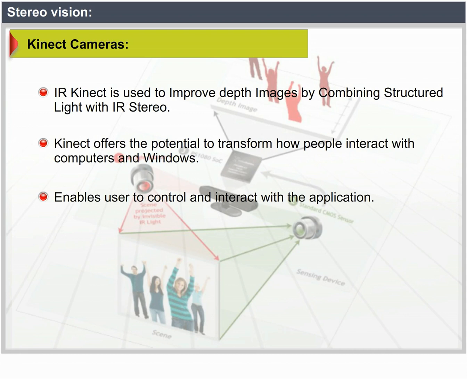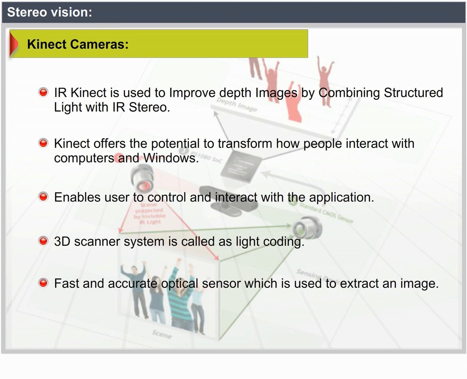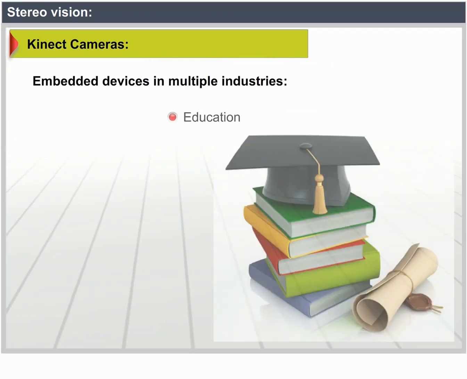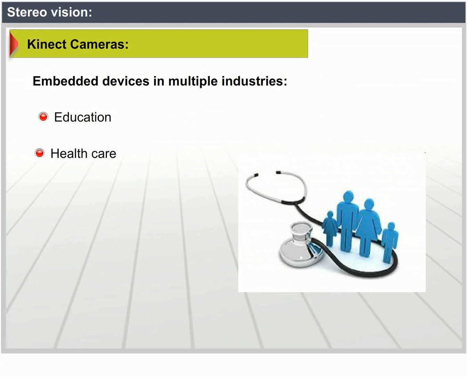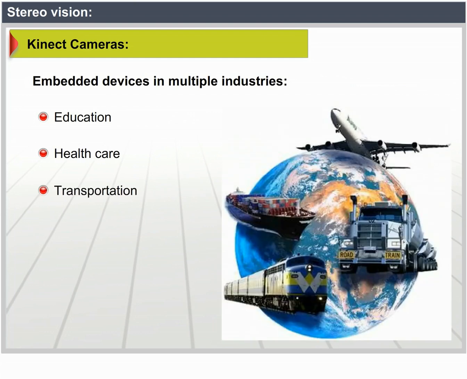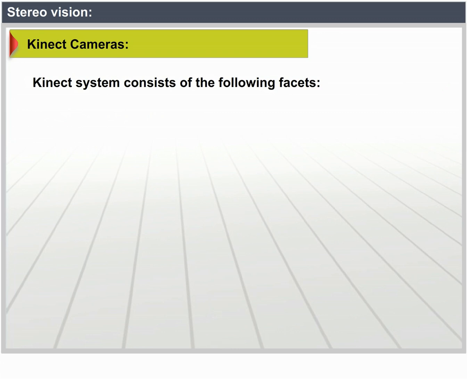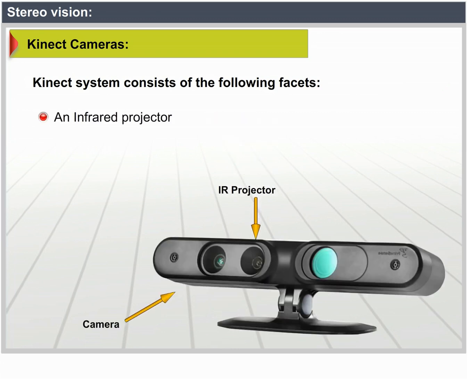The 3D scanner system is called light coding. A fast and accurate optical sensor, which is used to extract animation. Embedded devices in multiple industries: education, healthcare, transportation, game. The Kinect system consists of an infrared projector, a color camera, an infrared sensor.